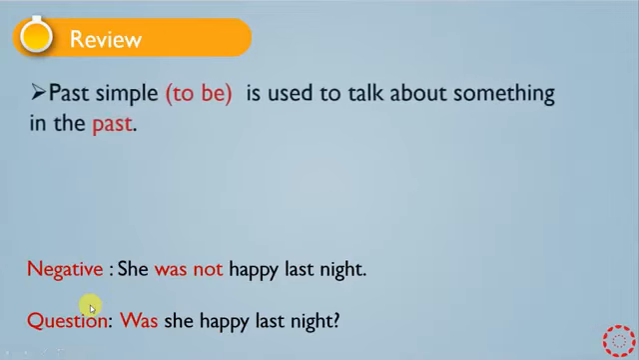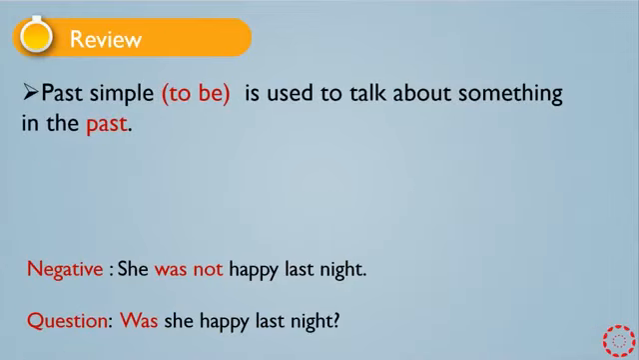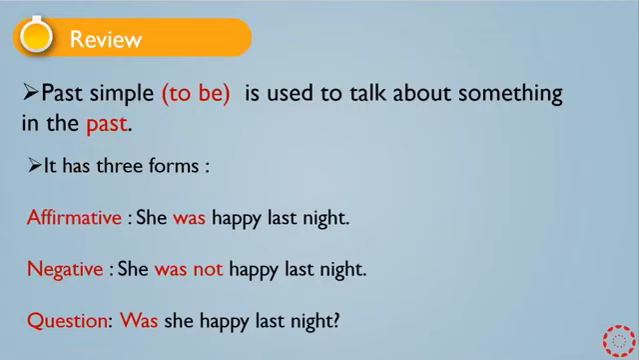So let us now review the lesson. Past simple, to be, is used to talk about something in the past. It has three forms. The three forms are affirmative, negative, question. Example for affirmative: she was happy last night.